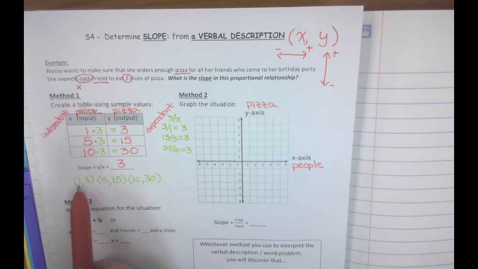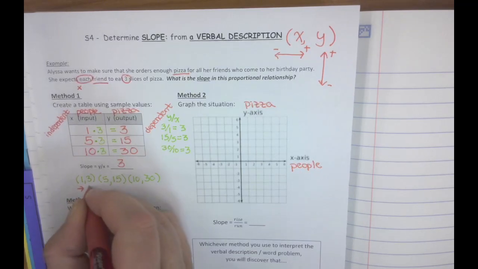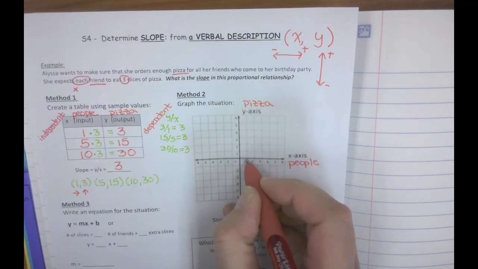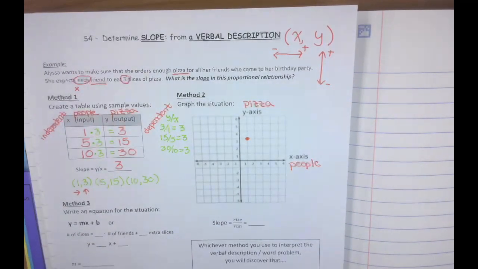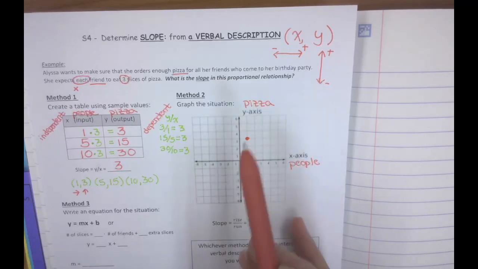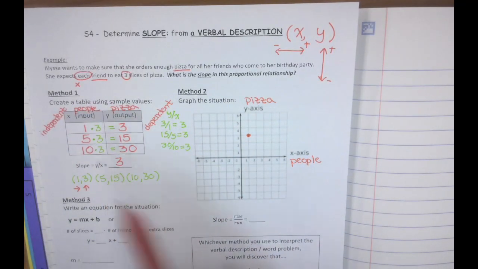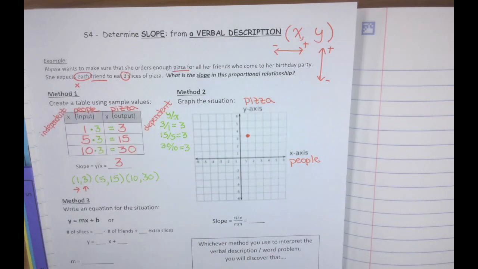So our first point here, 1, 3, that would mean I start at my origin and I go to the right 1 and up 3. That's my first point. Now I do run into an issue here, and that's that my axes only go to 6. So I can't plot the point 5, 15. I could go to the right 5, but I would be off the graph with 15. Same issue with 10 and 30.